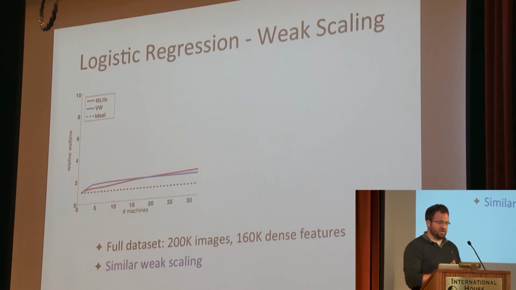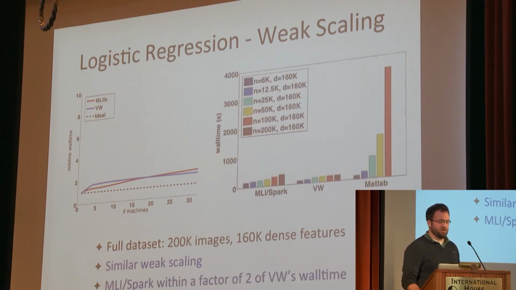So logistic regression, weak scaling, we see very competitive results with Vowpal Wabbit. Again, a state-of-the-art cluster computing machine learning system. Neither system obviously hits the ideal case, but they both scale pretty well. The full data set here is about 200,000 images, 160,000 dense features, something like 250 gigabytes in size. And we also see very similar weak scaling to VW. So we're within less than a factor of 2 of VW in terms of raw performance and wall time, and very similar scaling characteristics.